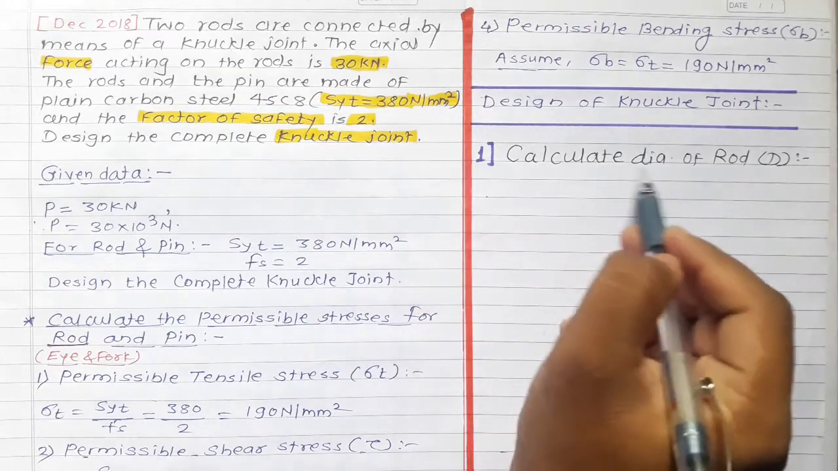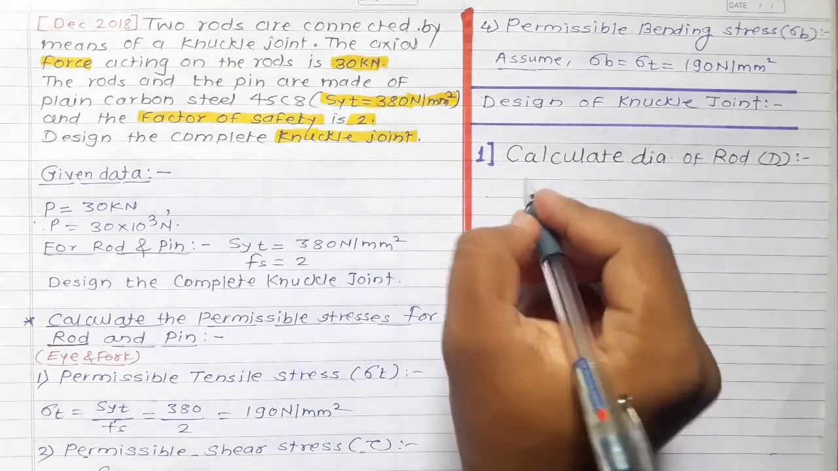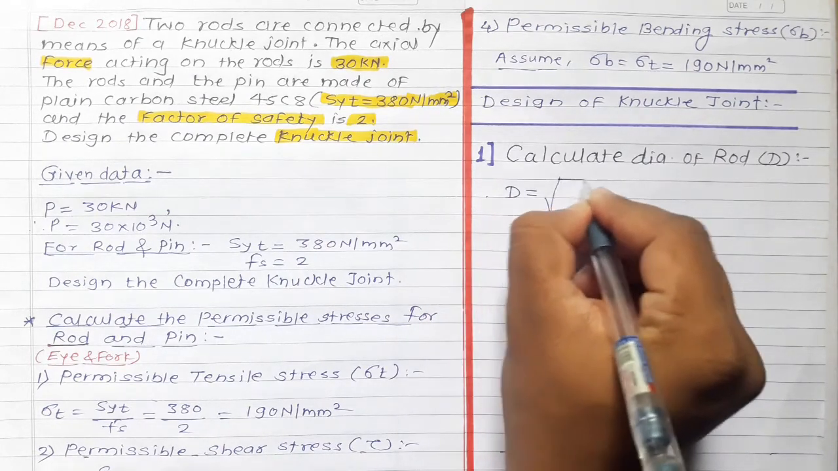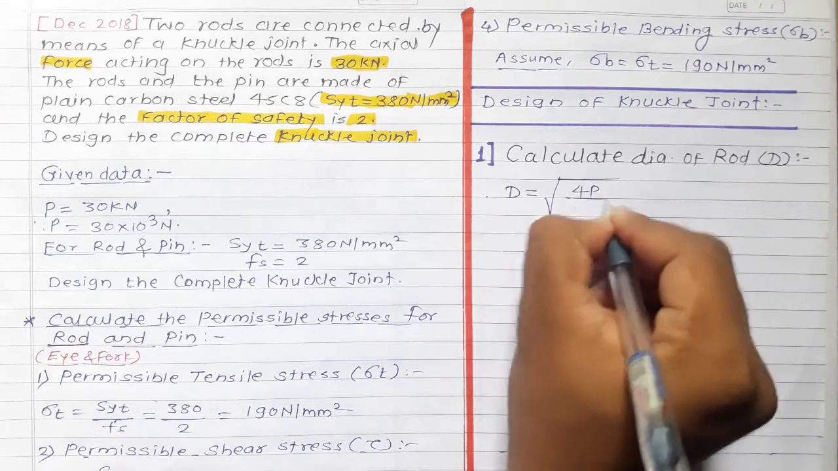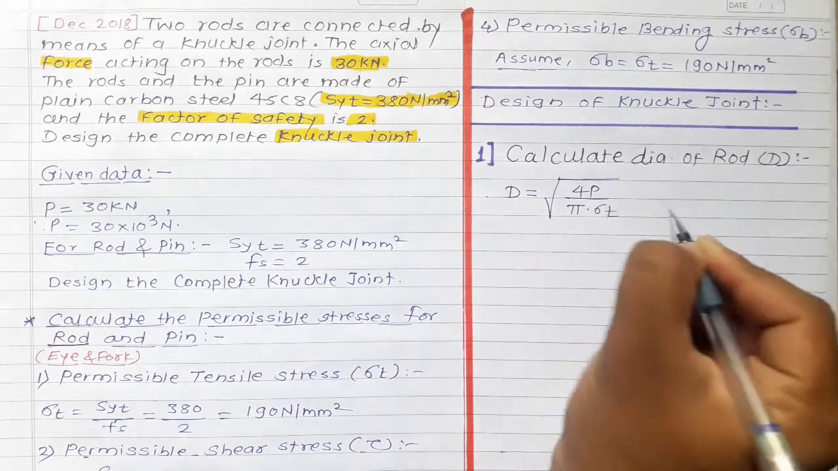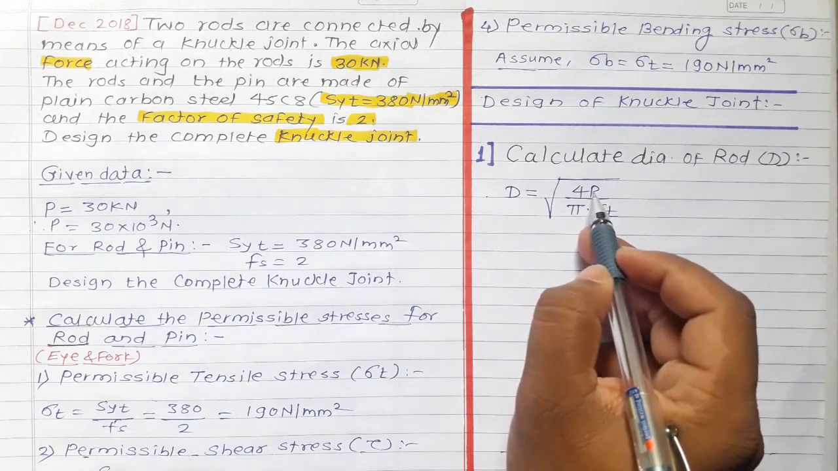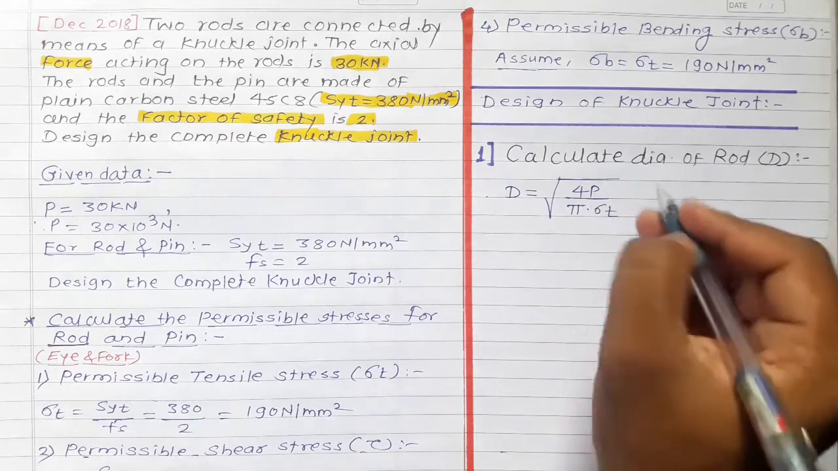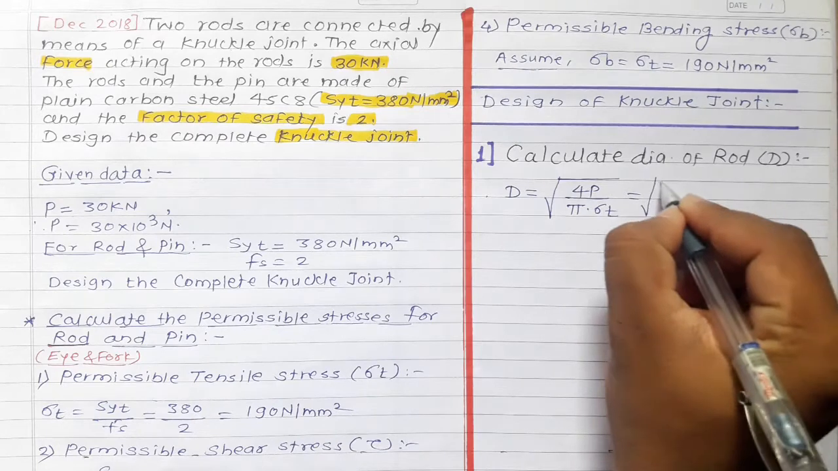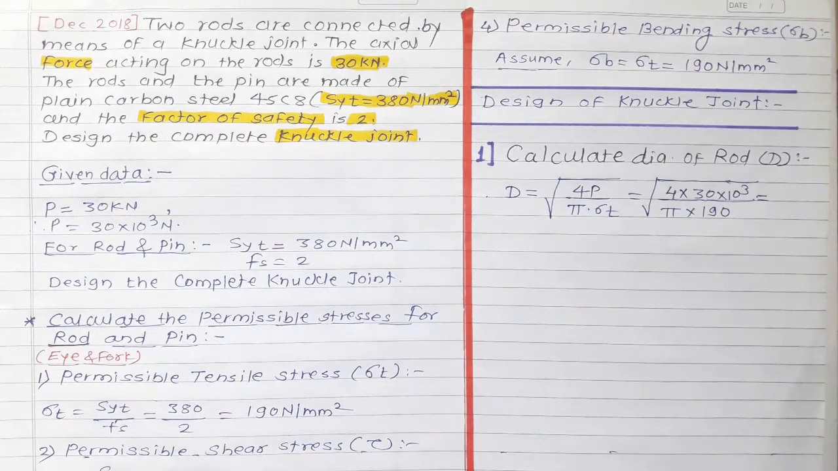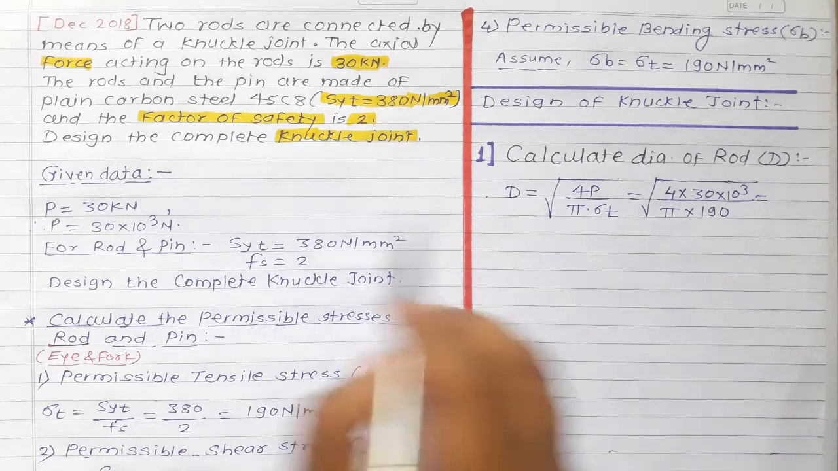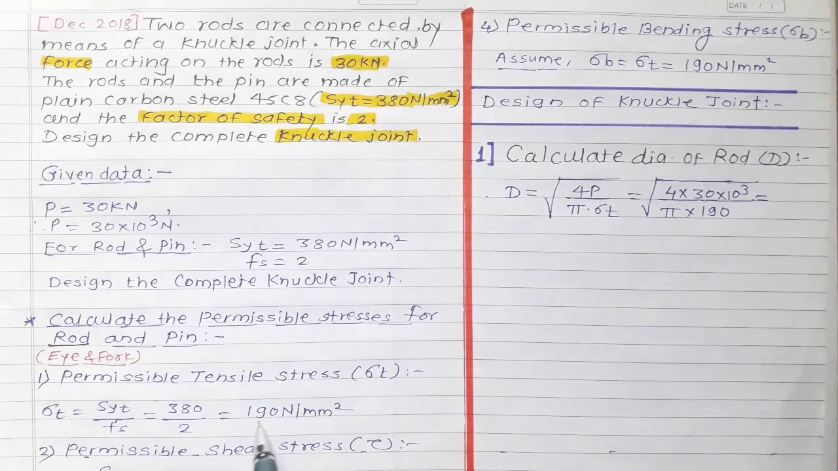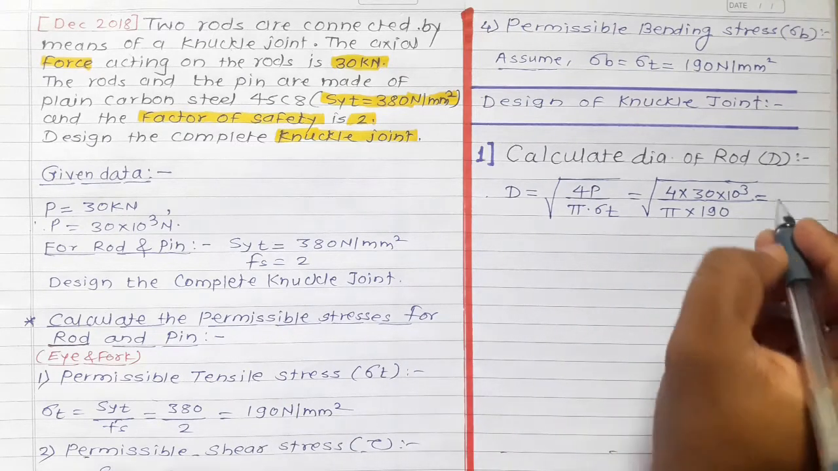So first step is calculate the diameter of rod capital D, and we know that from the design procedure, the equation to calculate diameter of each rod is given by capital D is equal to under root 4P upon pi into sigma t, where this P is nothing but the external applied force and sigma t is nothing but the permissible tensile stress. Now let us put this value of P and sigma t here. So I have put here the value of P, 30 into 10 raised to 3, which is given in the problem. Then I have put the value of sigma t, that is permissible tensile stress, which is 190 Newton per mm square.